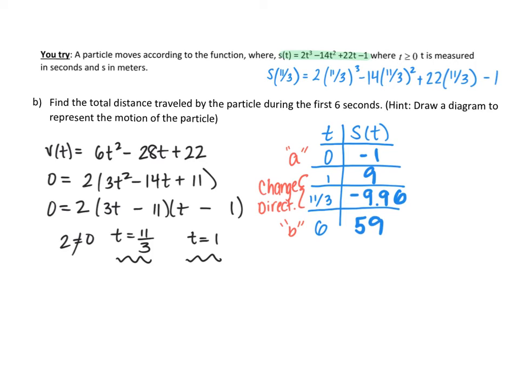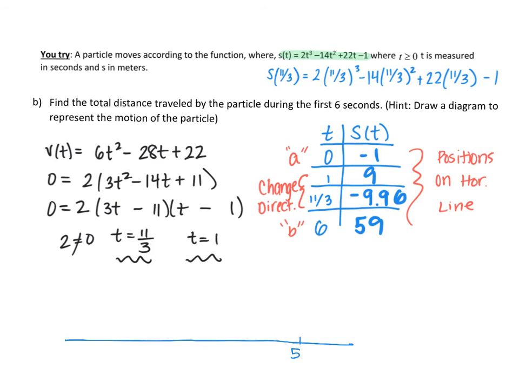Okay, so the picture now to find the distance. So here is my picture, and remember I'm putting my values, these 4 values, on my horizontal line. So these are the positions on the horizontal line. So I'm going to put 59, which is my highest, probably down here to the right. Then I'll put negative 9.96, which is the smallest. And then I'll somewhere put a negative 1 and a positive 9. Okay, again, picture doesn't have to be perfect.